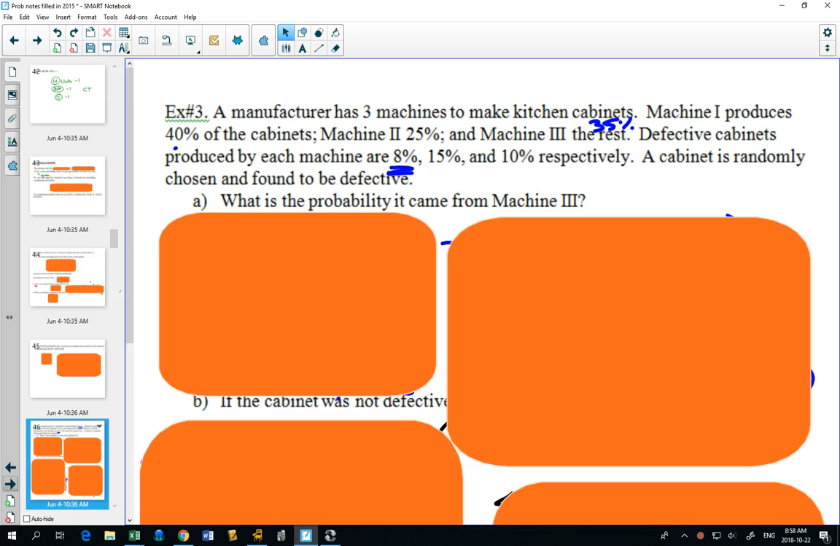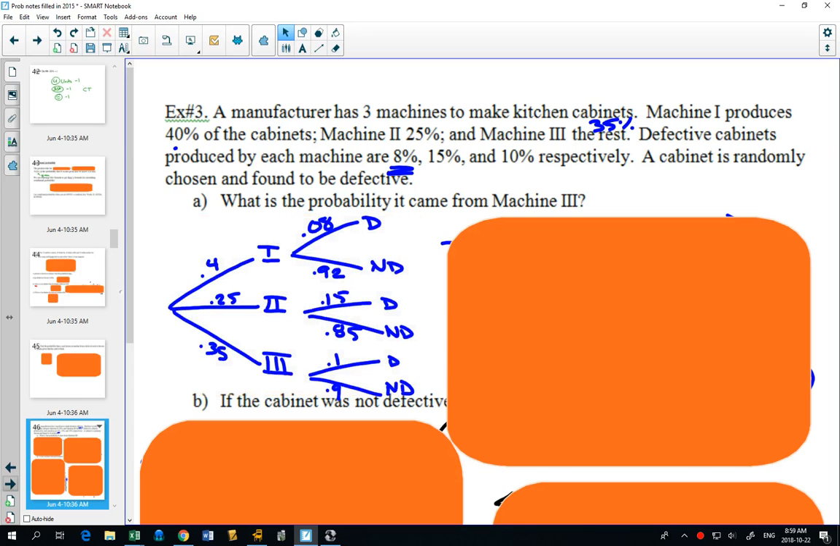So you chose a random machine, but didn't tell anyone. And then you chose a cabinet, and you find out that it's defective. But someone forgot what machine they took it from. So you're like, oh, what's the chances that it came from machine 3? A lot of conditional probability is in this kind of context. You know something that happened now, and you want to figure out what are the events that led up to this, but you don't know what they were. And all you can do is use probability to predict what happened in the past.